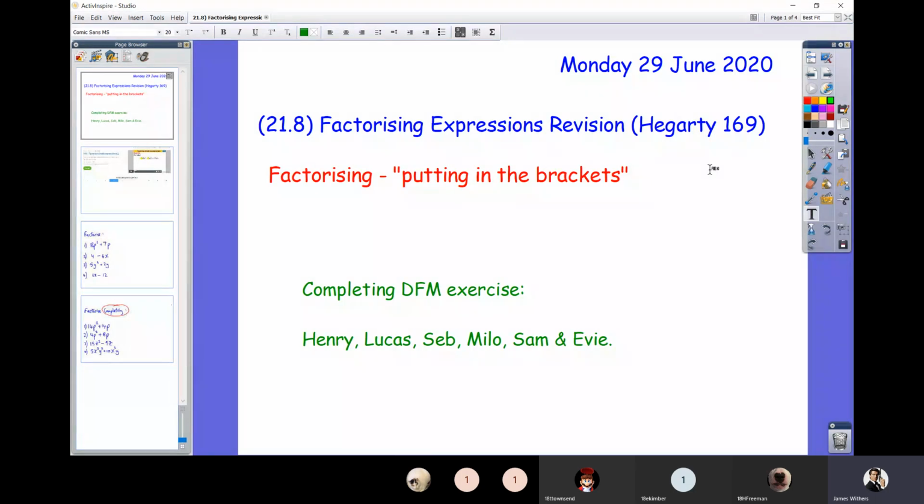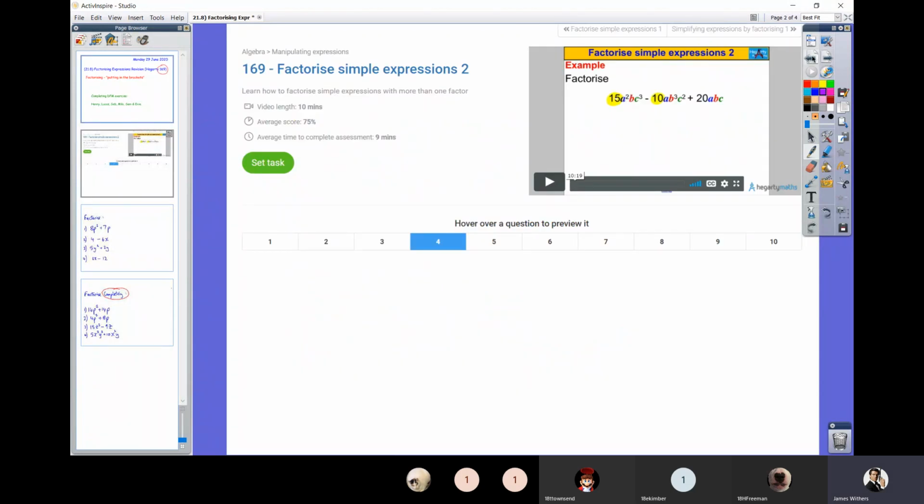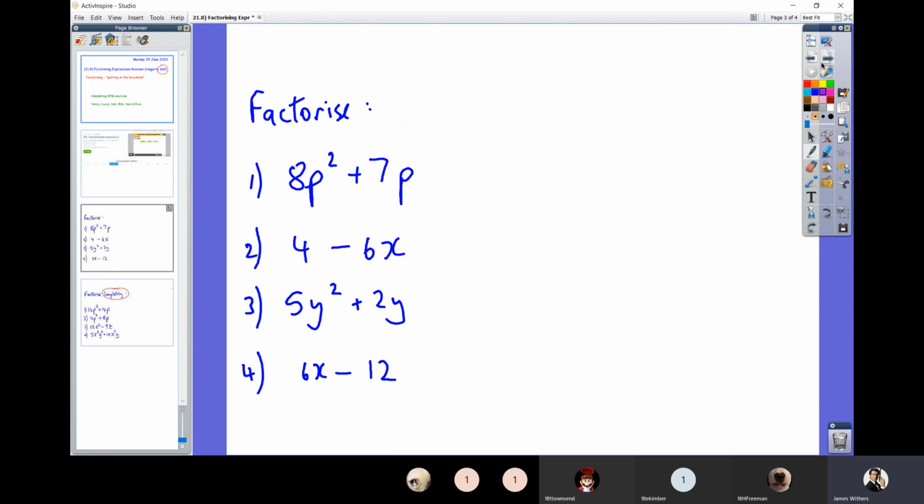So factorizing. When a question comes up and says factorize, you've got to think, okay, I need to put the brackets in. So I'm just going to work through the types of question that you'll be getting in Hegarty 169. So 169 is going to be the homework. It has 10 questions, and the majority of them start off with the word factorize.